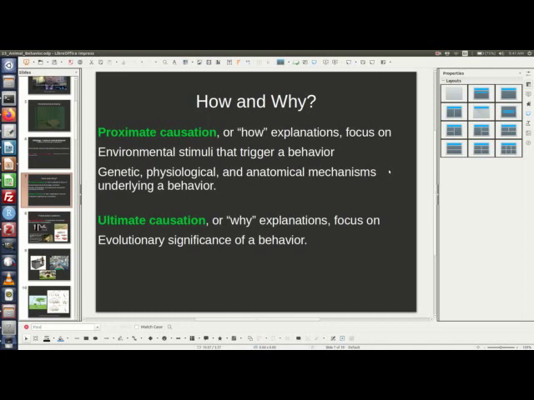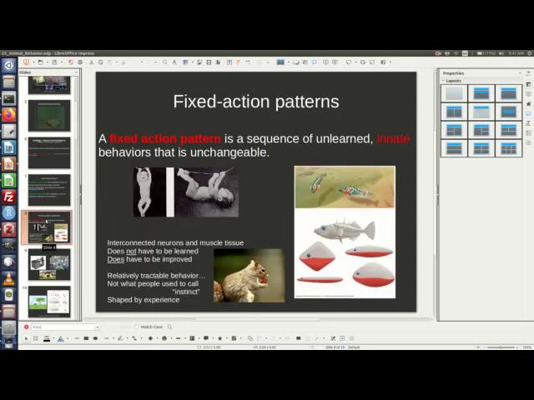And then the ultimate question, or ultimate causation, is the why question. These explain the evolutionary significance of a behavior. And the first type of behavior we're going to see is called a fixed action pattern. These are unlearned innate behaviors. Don't get them confused with instinct. It's unchangeable, but it can be modified through experience.